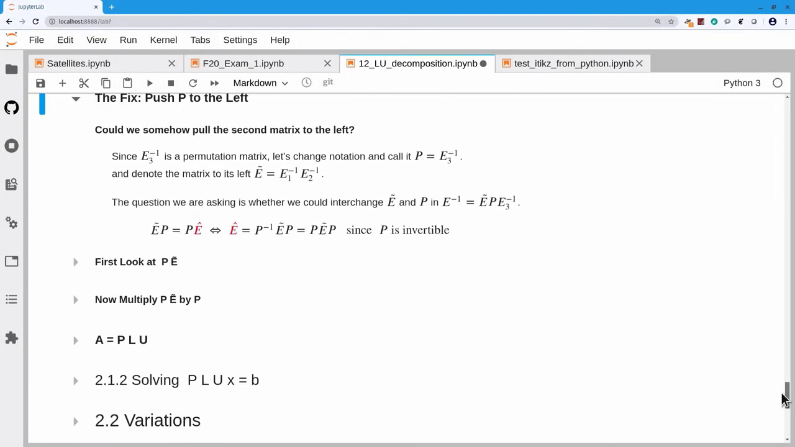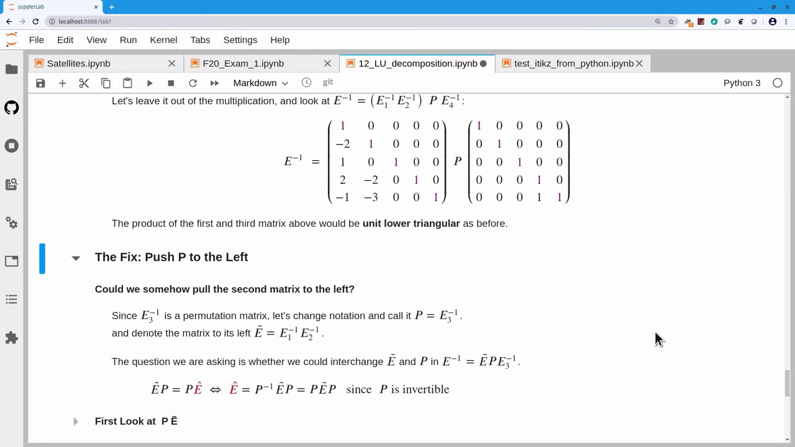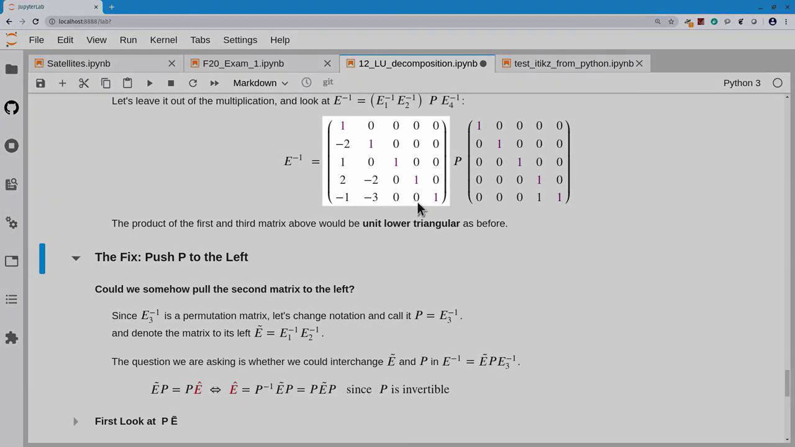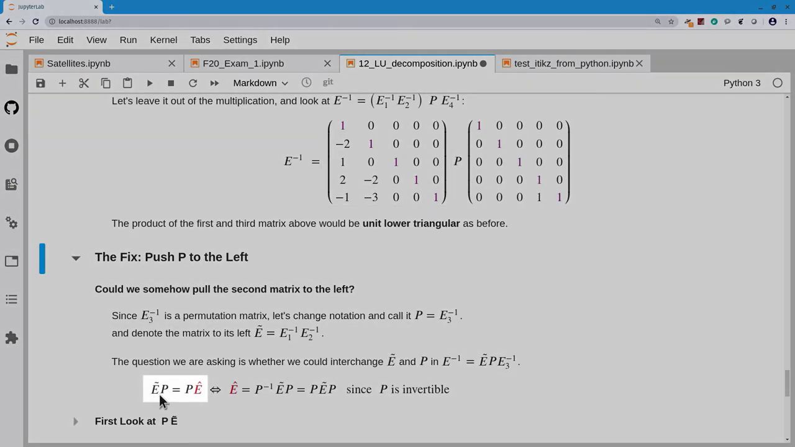So what happens is, well, I'll write the E3 inverse matrix as P for a row exchange. And the matrix on the left that I already have, I'll simply call E tilde. So what I have here is E tilde times P times that third matrix. Let's just look at E tilde times P. So E tilde times P, I'd like to rewrite it as push the P to the other side. So P times a new matrix. Let's call it E hat.